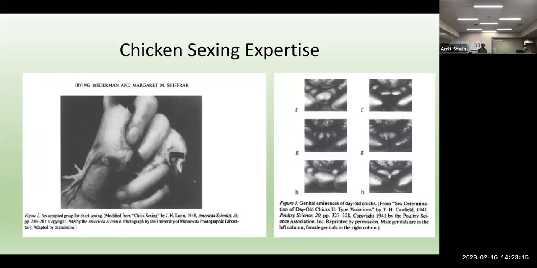So there are people who learned how to do this, and they have to make these fine-grained distinctions. I think these are the males, and these are the females. There are people who know how to turn a chicken upside down and determine what its sex is. Of course, we've carefully hidden the identity of this particular chicken to protect it, a subject confidentiality kind of issue.